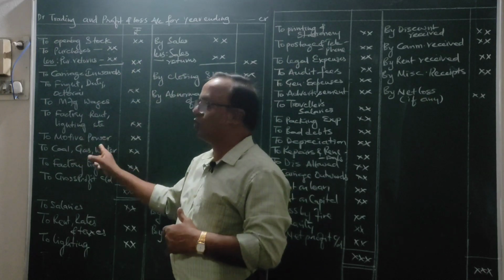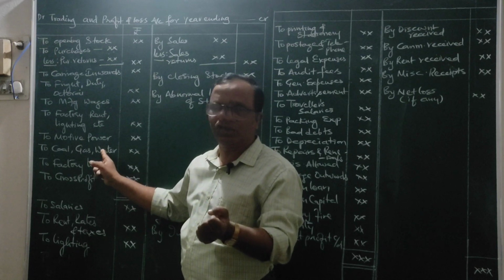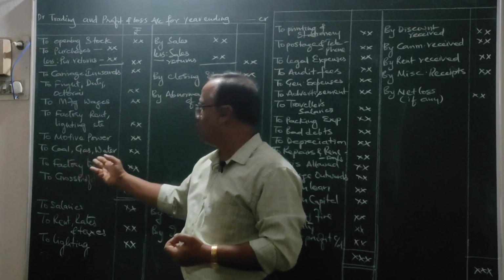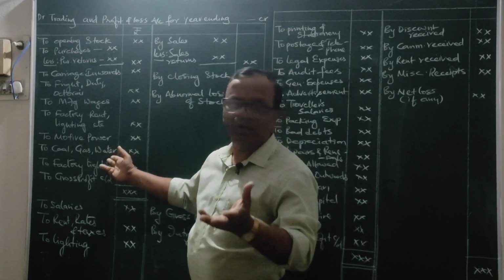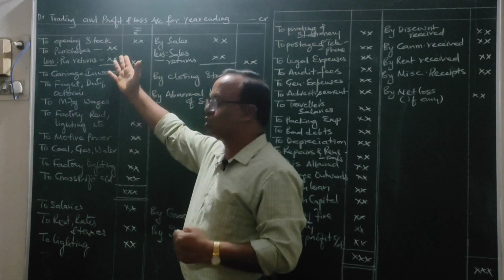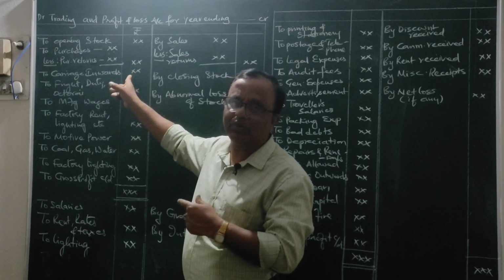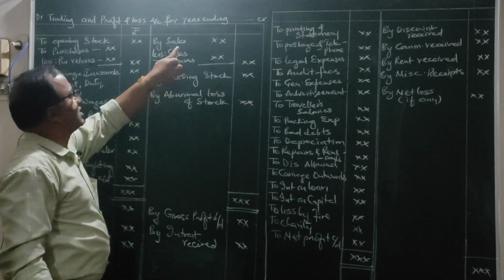Then again, to motive power. In other words, here it is the power which you have used for taking up some production. Then again, to coal, gas, water. You know the meaning of coal, gas, water, whatever is being consumed in the production. Then again, to factory lighting. So like this, these are all direct expenses which are associated with the trading activity taken up in the business.